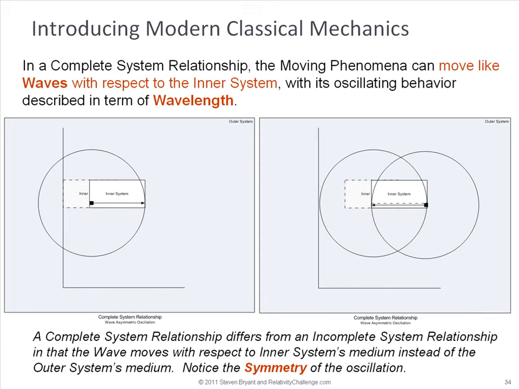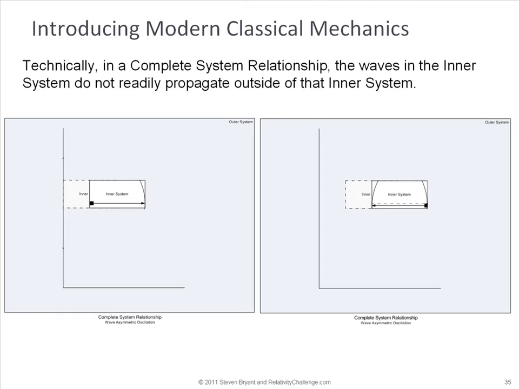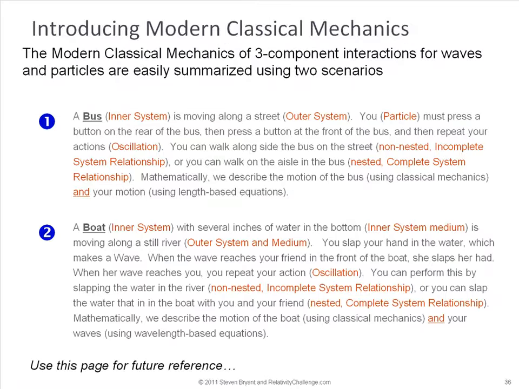Now, when we look at a complete system relationship, you can see that there's no difference, as in the case when the boat was stationary. So it's very similar to what we saw with the particle mathematically. Now, there is an error on this drawing because the wave technically would not propagate outside of the inner system. The lines that you see drawn in the outer system really don't exist. So the drawing should look like this, although if I presented this picture first, it would be hard to understand what was going on. So there are a couple of examples which you can read on this particular slide.